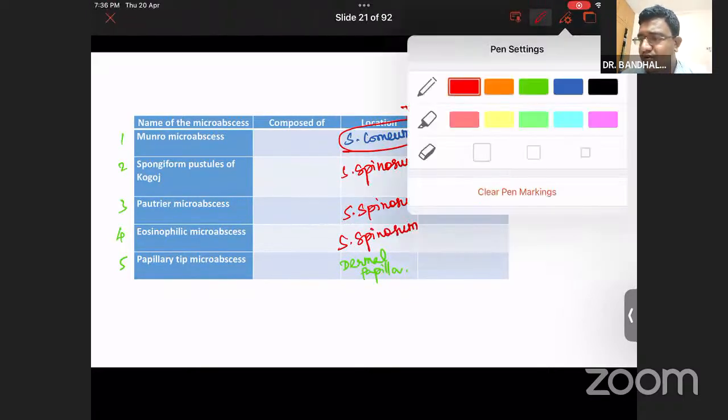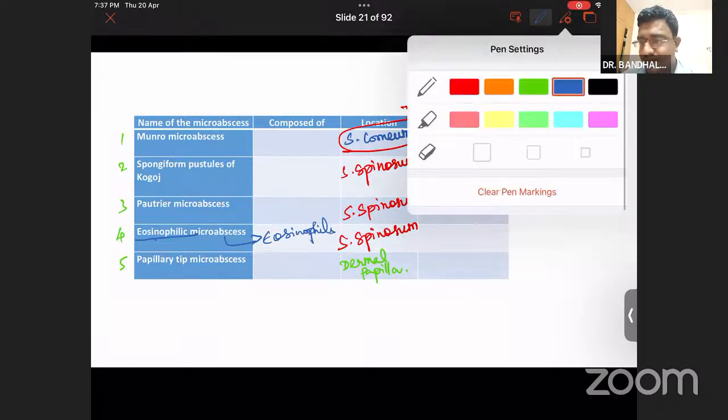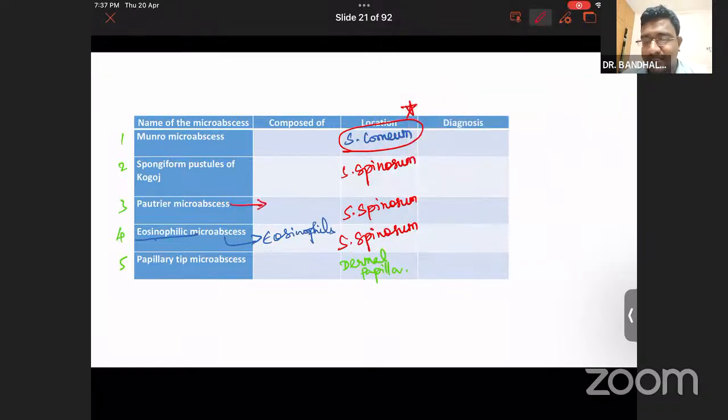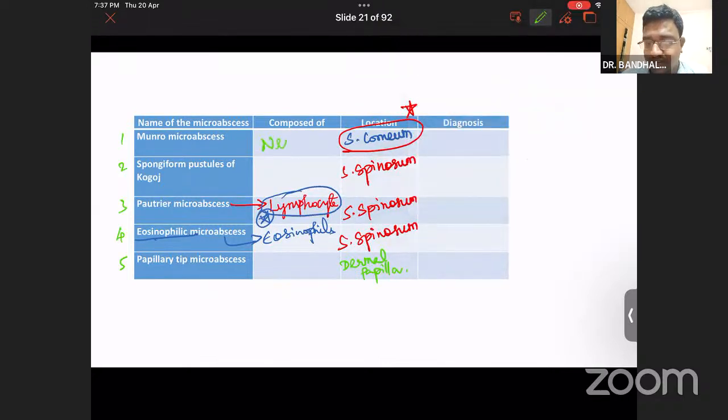Next, we will go to infiltrate. What it is made up of. In this one easy clue I will give: eosinophilic microabscess, na? So it will contain eosinophils. It is easy to remember. Pautrier microabscess contains lymphocytes. This one you have to remember. In microabscesses, Pautrier is different, which is containing lymphocytes. Other 3 are having neutrophils.